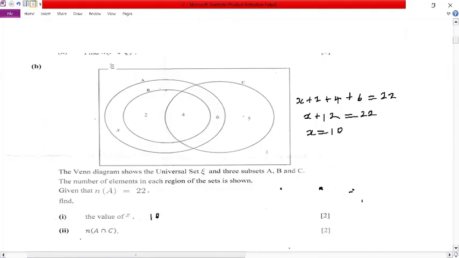Then the next question is saying number of elements in A intersection C. So A intersection C, we have 4 and 6, isn't it? So 4 plus 6 will give us 10.